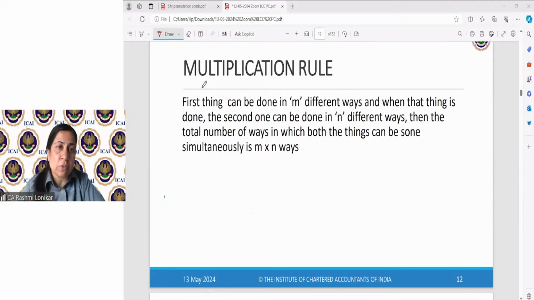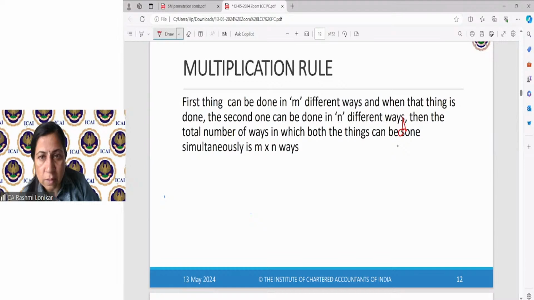Now, coming to multiplication rule and addition rule. First thing can be done in m different ways, and when that thing is done, the second one can be done in n different ways. Then the total number of ways in which both things can be done, it is not some, it is done simultaneously, is m into n ways. When we read this in the book, you know, we say, "Oh my god, what is this?" Especially if you are from vernacular medium.